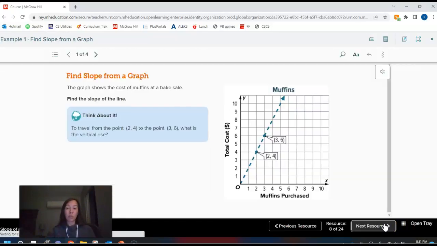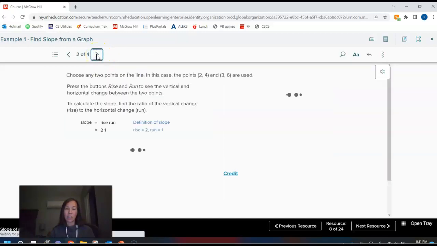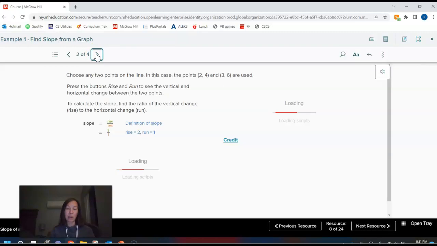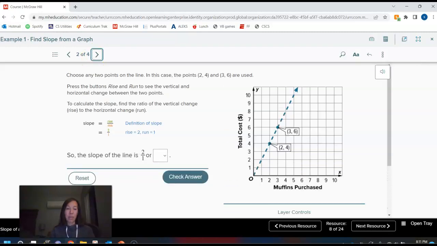If we want to find the slope from a graph, and I know these 2 points on the line. This is the graph that shows the cost of muffins at a bake sale. For 1 muffin, it was $2, 2 muffins, $4, 3 muffins, $6, so on and so forth. So you guys should actually know the slope already based on what we talked about in the first section, but we can also find it this way. When x is 1, y is 2, so that would be our slope if it's a proportional relationship, which this one is.